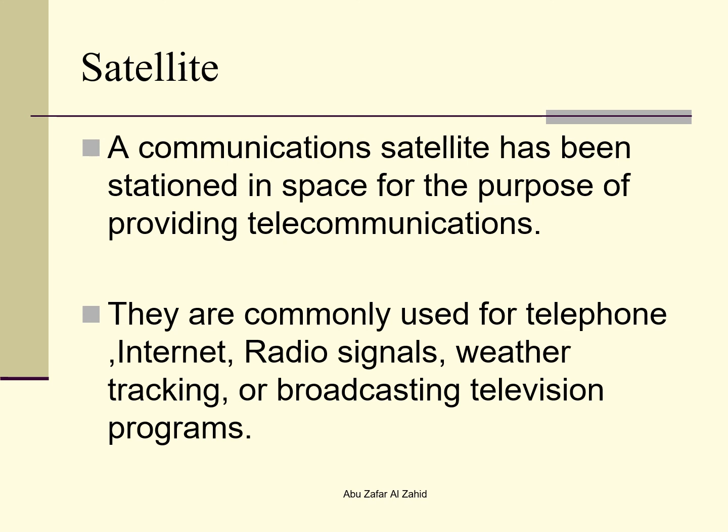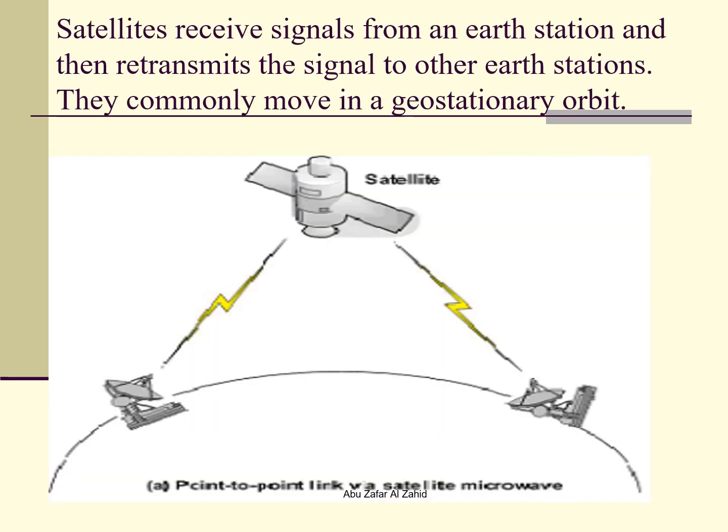Data can be sent to the satellite through an antenna facing space. The satellite actually receives signals from an earth station and then retransmits the signal to another earth station. They commonly move in a geostationary orbit. The first satellite of Bangladesh, named Bangabandhu Satellite 1, was sent to space on 12th May 2018. Bangladesh stands at 57th among the satellite-owning countries of the world.